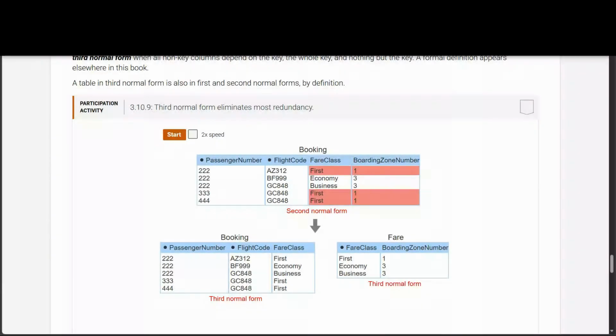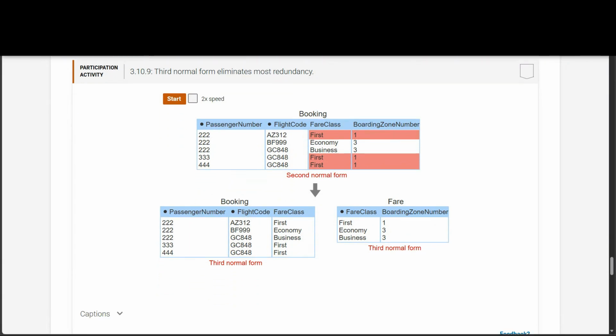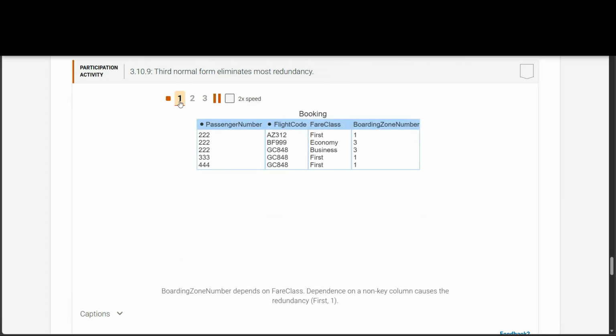Now let's see how third normal form eliminates most redundancy. So we have a booking table over here that has a passenger name, a passenger number, a flight code, a fare class, and boarding zone number. So when we want to look at this exercise, we want to understand how third normal form eliminates redundancy.